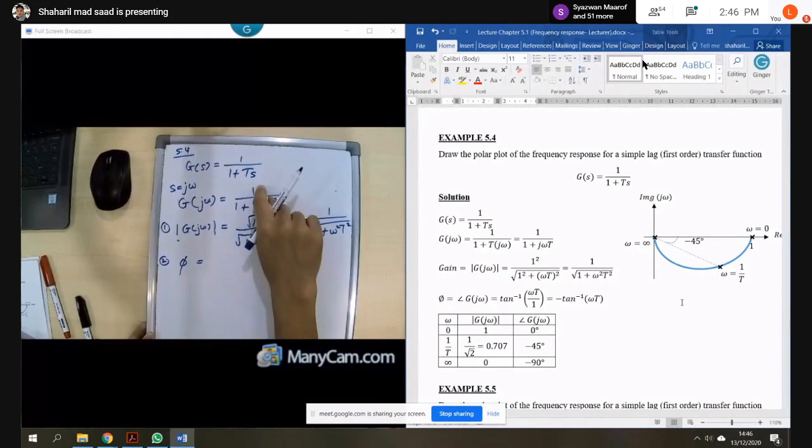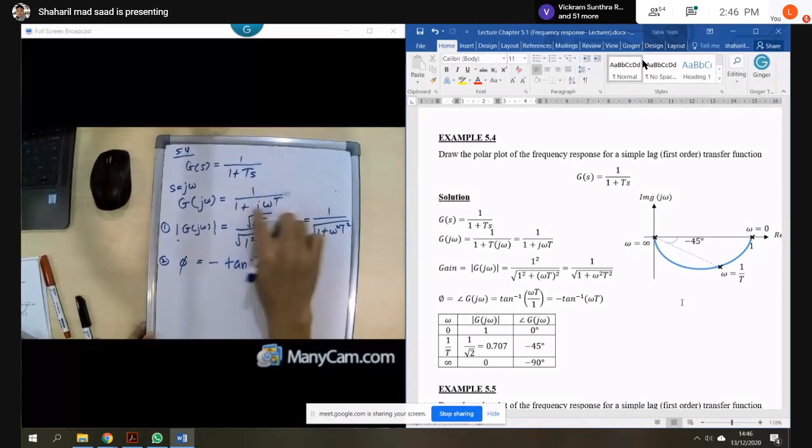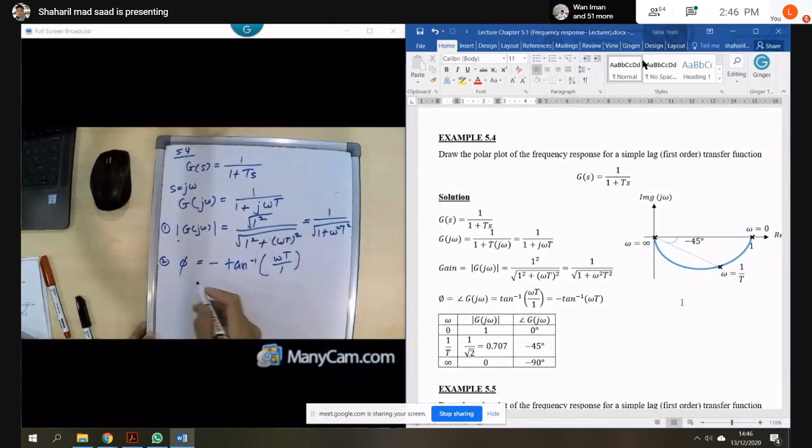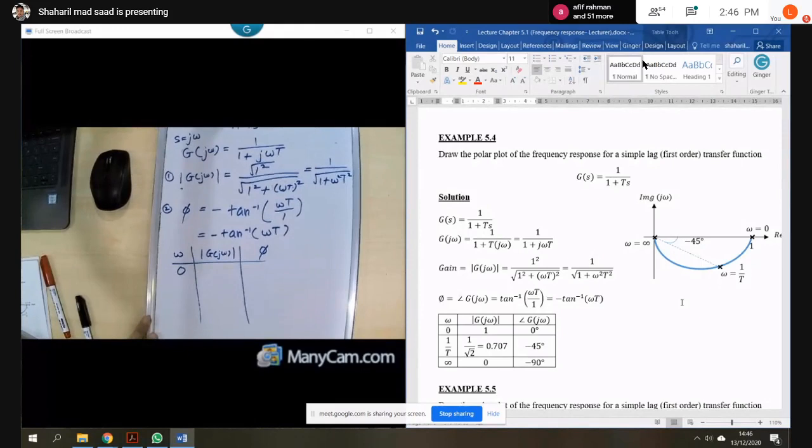And then the phase shift, you look at 1 over, that means inverse tangent minus inverse tangent. So you just look at the denominator only. J first, omega T over 1. Now it is equal to inverse tangent omega T. Okay, so we want to plot the Nyquist diagram. So omega starting from 0 until infinity.